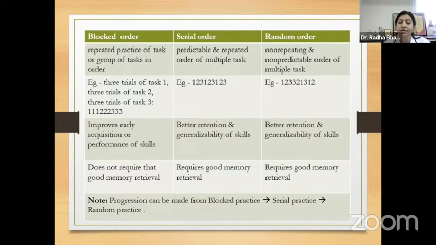But in terms of retention, the best retention is in random order. With blocked order, you don't have that much retention. Again, you need to take care of the stage of learning while deciding, and the other factors that we discussed. Accordingly, we can decide which order parameter to choose while giving the exercise to our patient. The progression can be made from blocked practice to serial to random order.